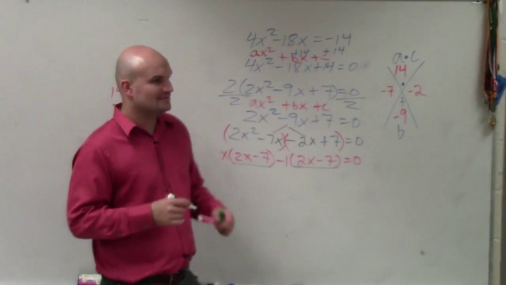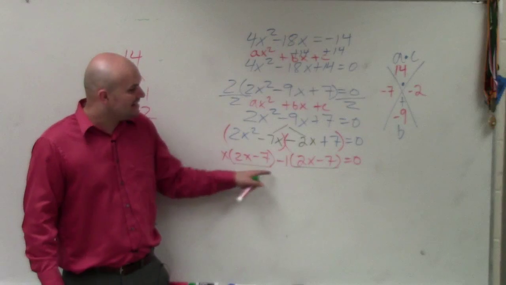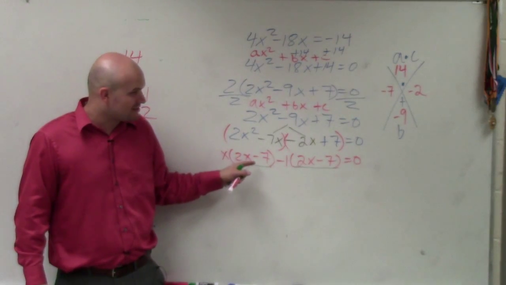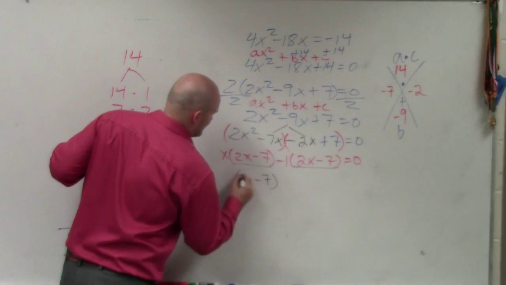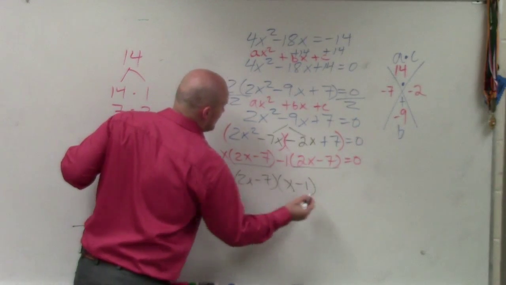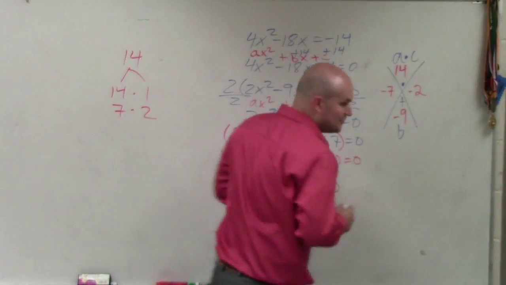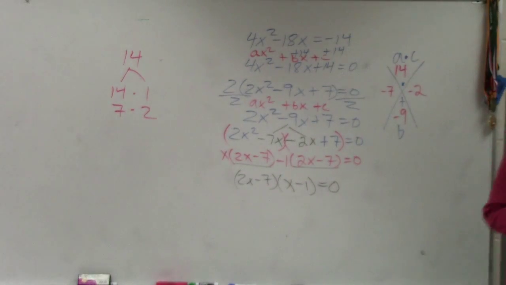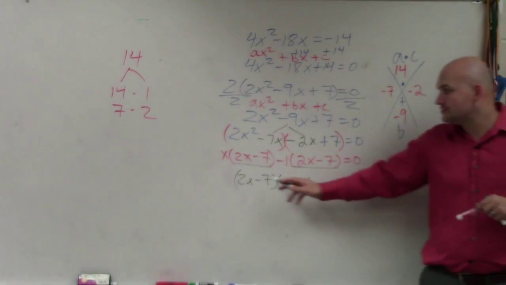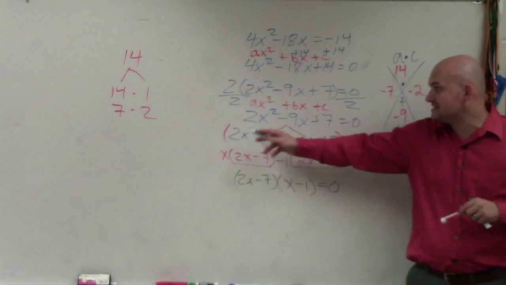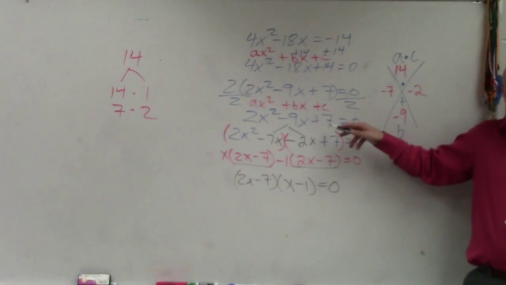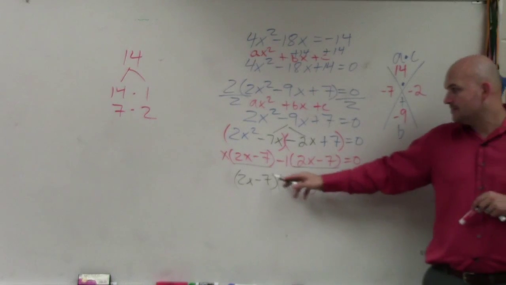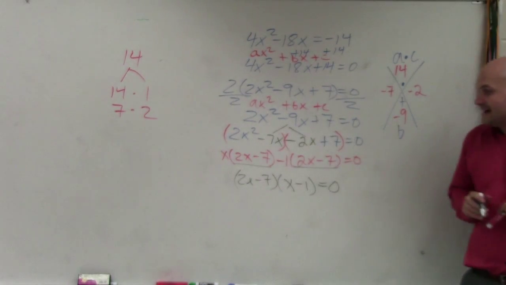So you guys can see that now each of these have an expression of 2x minus 7, times x minus 1. So you factor out their common element there. Now, do you guys agree with me that 2x times x gives you 2x squared? Yes. Negative 7 times negative 1 gives you a positive 7? Yes. The middle terms multiplied to give you a negative 9x.